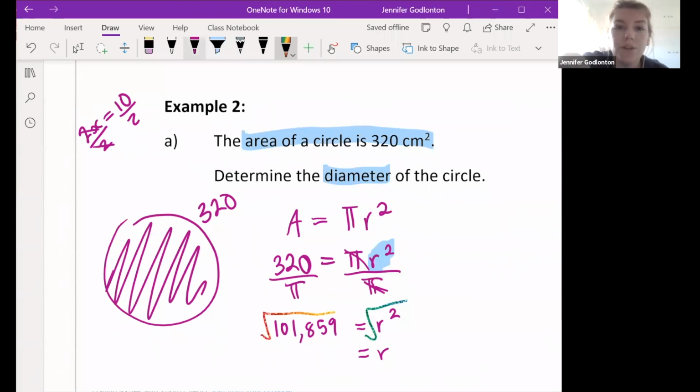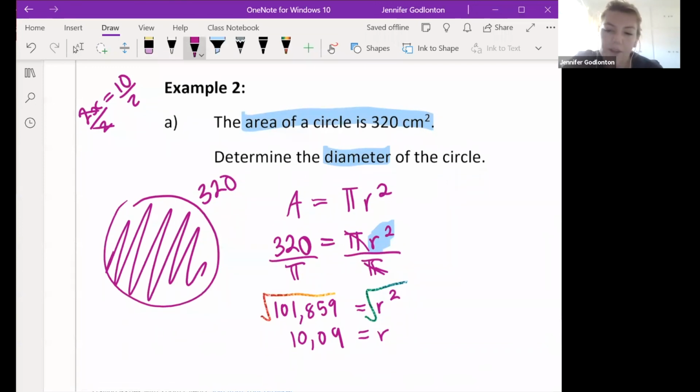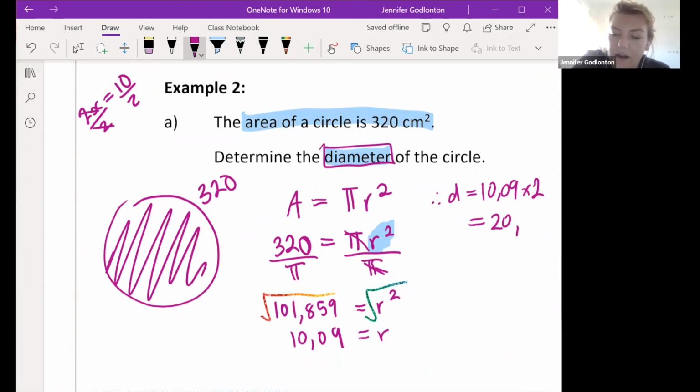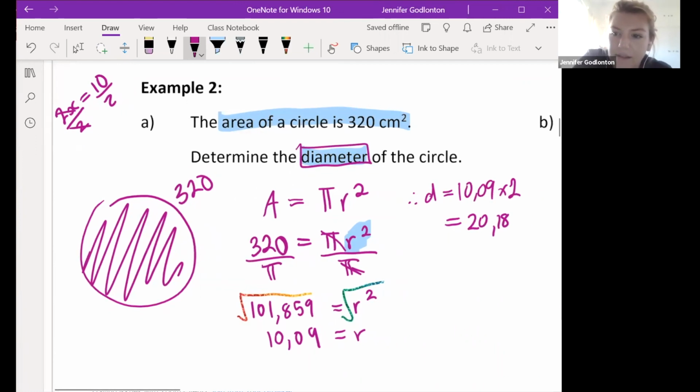I know I'm going through this question quickly, guys. It's just because we've run out of time, and I wanted you to be able to see a question like this before the end of this course. So we square root both sides and then we find our radius. But the question wanted to know what our diameter is. Remember, your diameter is just your radius times 2. So my diameter is going to be 10.09 times 2, and so my diameter is going to be 20.18 centimeters.